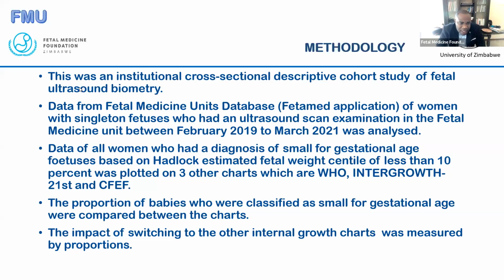Based on the Hadlock formula, the diagnosis of small for gestational age was based on the 10th percentile. But we also went ahead to further look into a class of those who are severely small for gestational age. That means those who are less than the 3rd percentile, and compare among the different charts what the pickup rate is for the different charts, and also look at the implications of switching. So what we did was use proportions to check the pickup rate of the different charts.